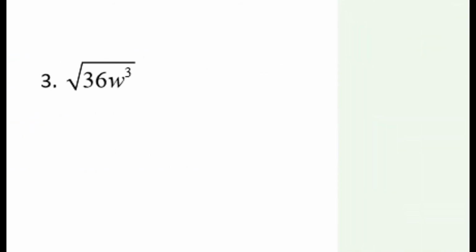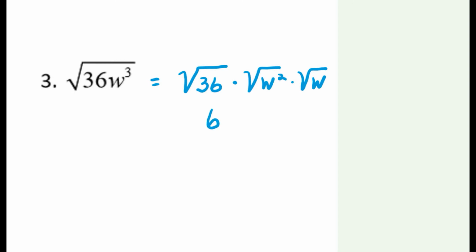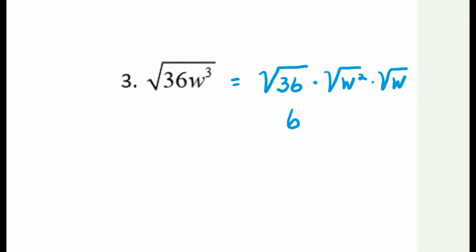All right, so now we have a square root, which, again, has a perfect square of 36, and then we have w to the 3rd. So we're going to separate that into the square root of 36, the square root of w squared, and the square root of w. So then we're going to be able to take the square root of 36 and make it 6. The square root of w squared will be w, and then we have the square root of w. So again, that's going to be our simplified form.